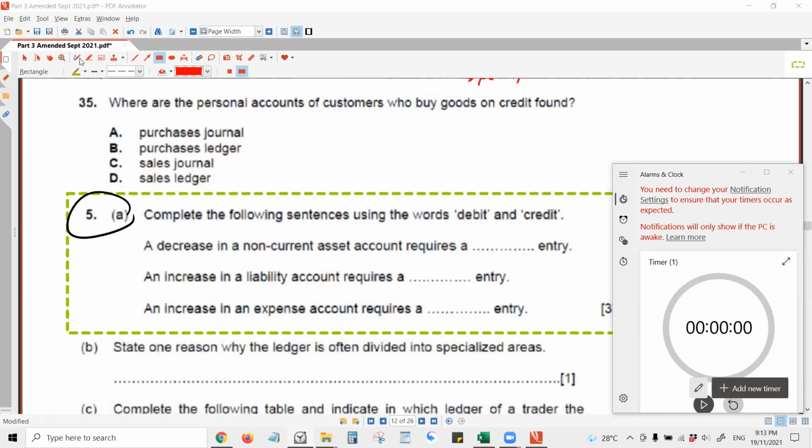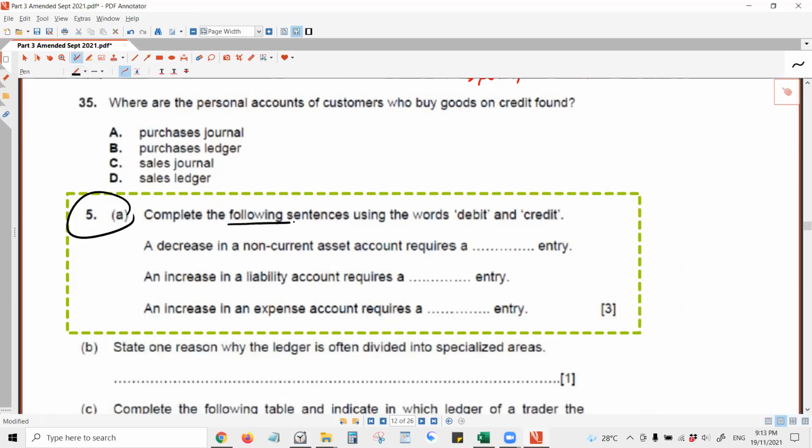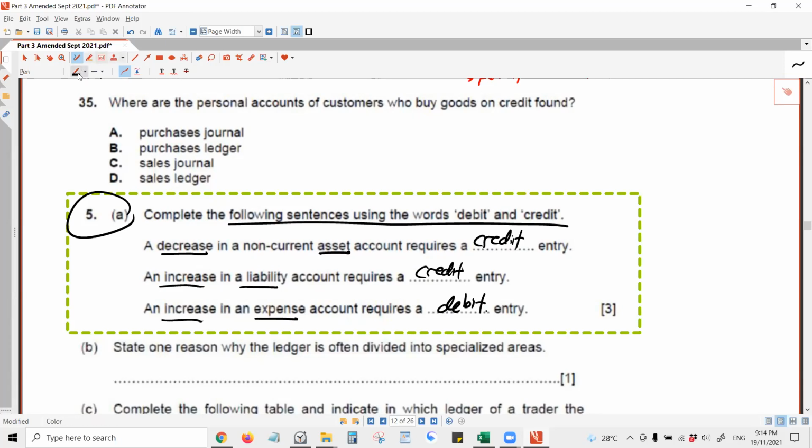Now, let's see. Complete the following sentences using the words debit and credit. Decrease in asset, credit. Increase in liability, also credit. Increase in expense, debit. So if you have done wrongly, if you have made any mistakes, refer to the table again. Don't guess. So these are the answers.